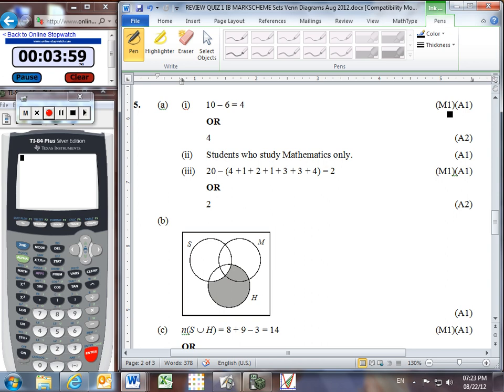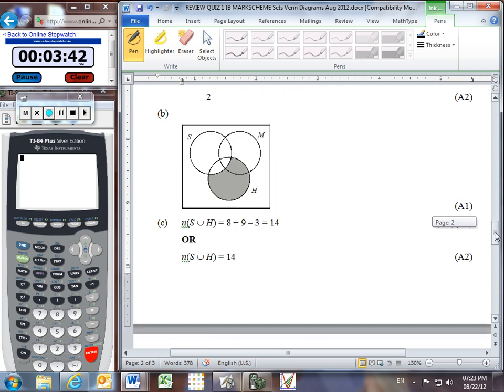Part III, this is exactly what I did. 20 minus the sum of everything else, getting us 2. Again, we could get a method mark if we show our work. Even if we end up getting the wrong answer, we could get 1 out of 2. If all you do is write down the answer, it will have to be correct. It's an all or nothing deal, so you're taking a gamble by doing that.